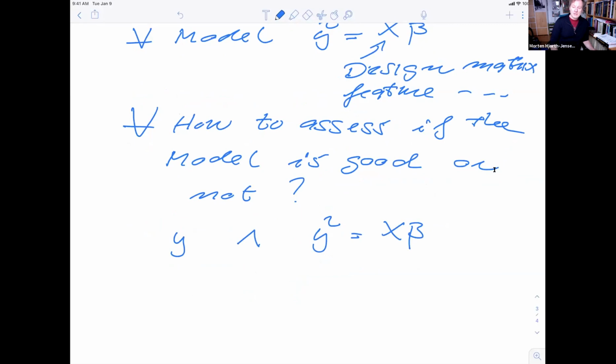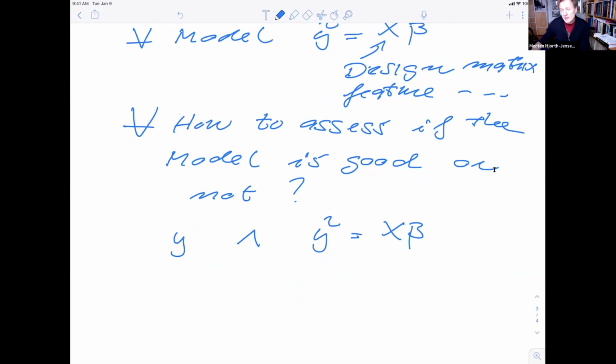So what kind of measure would you introduce in order to assess the quality of that model? What does your mathematical intuition say here? What kind of measure could we introduce? There's one which you probably have seen many times. Any good suggestions? Exactly. A root mean square error.